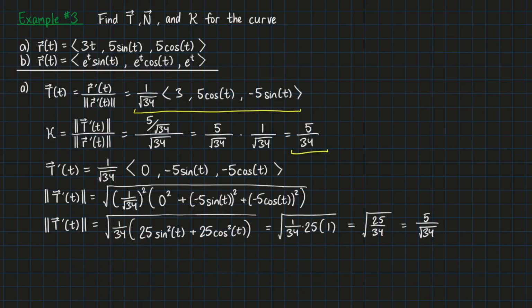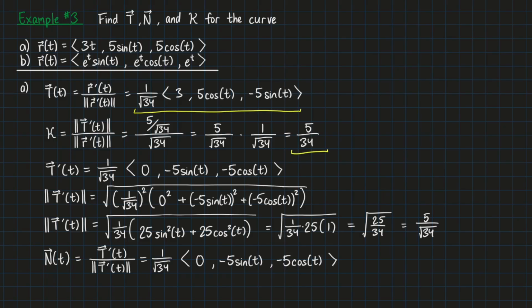Then we need to find the unit normal vector N. N equals T prime over the magnitude of T prime. We have T prime and its magnitude. So there's T prime, and then we want to divide by the magnitude of T prime. This is the same thing as multiplying by the reciprocal of the magnitude of T prime. The reciprocal of 5 over rad 34 is rad 34 over 5.